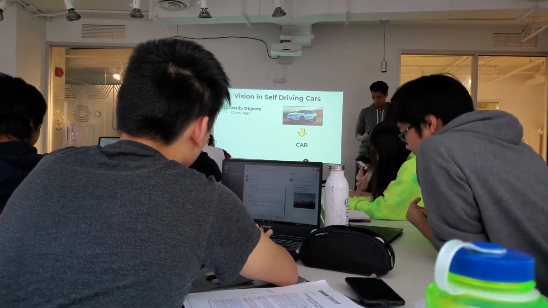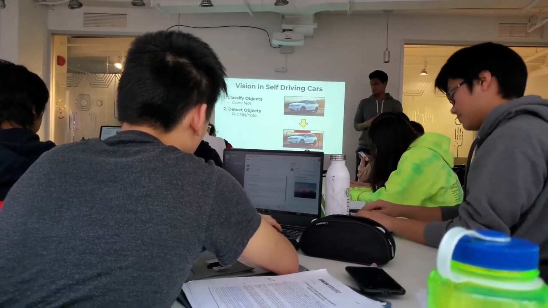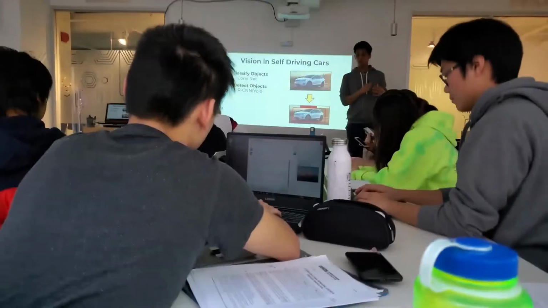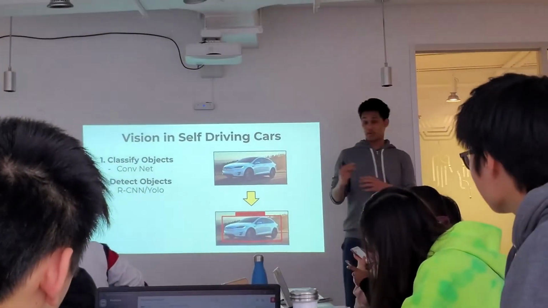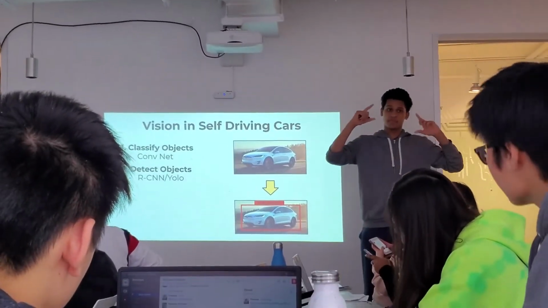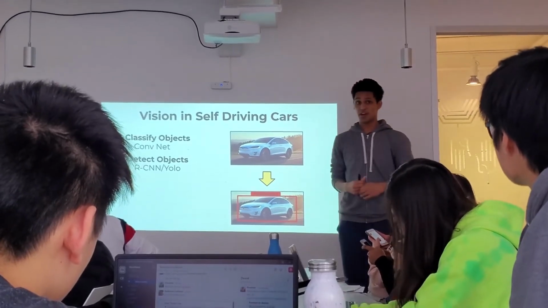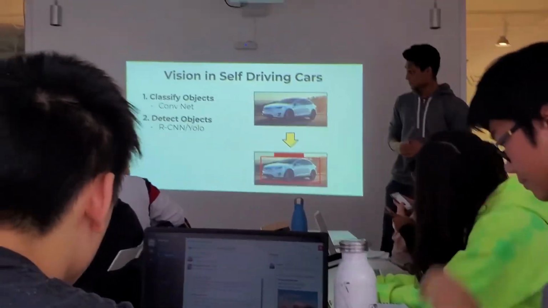We can go a level deeper and look at object detection. Object detection tells you where the object is in the image. For example, it will take a car as an input. The image classification algorithm will tell you it's a car, and the object detection algorithm will tell you the car is in the center, and it could represent that by drawing a bounding box in the center.